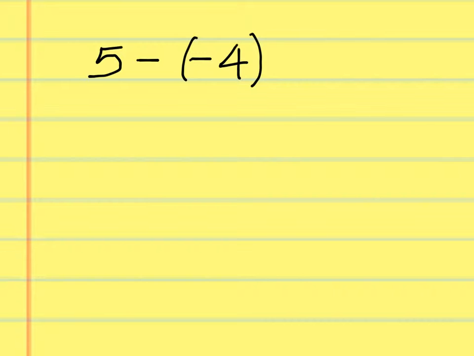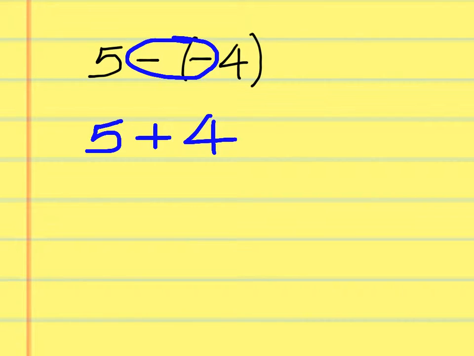In this case, I have 5 minus a -4. 5 minus a -4 can be changed. Anytime you have a double negative like this, minus a negative is considered a double negative. You can switch that out. Instead of minus a negative, you can just make it plus. 5 plus 4 is 9.